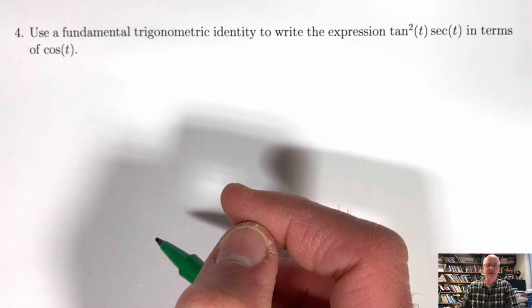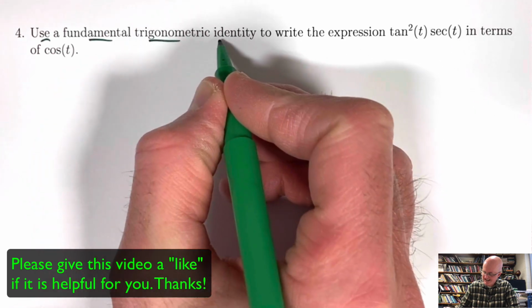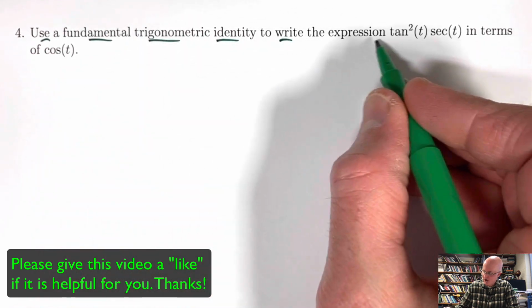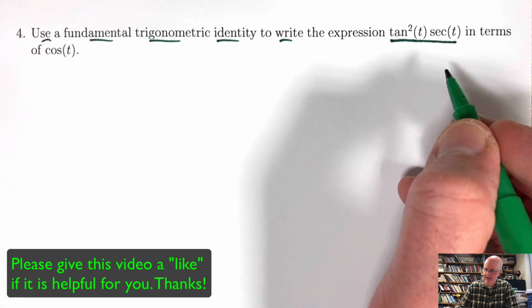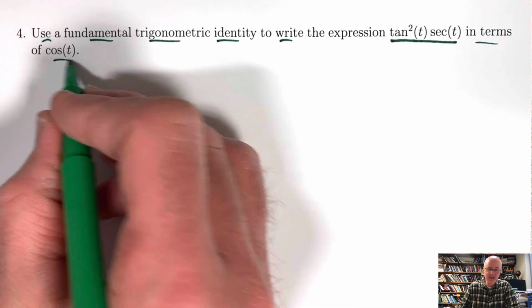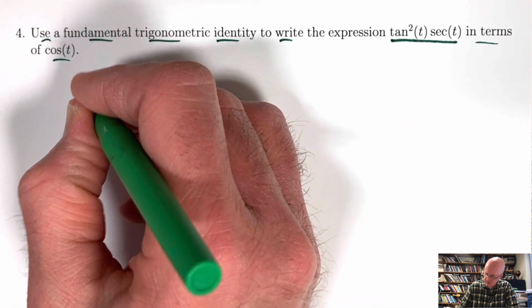Number 4 is kind of a strange problem. Use a fundamental trigonometric identity to write the expression tangent squared t times secant of t in terms of just cosine of t. What a strange problem. What are we supposed to do here?